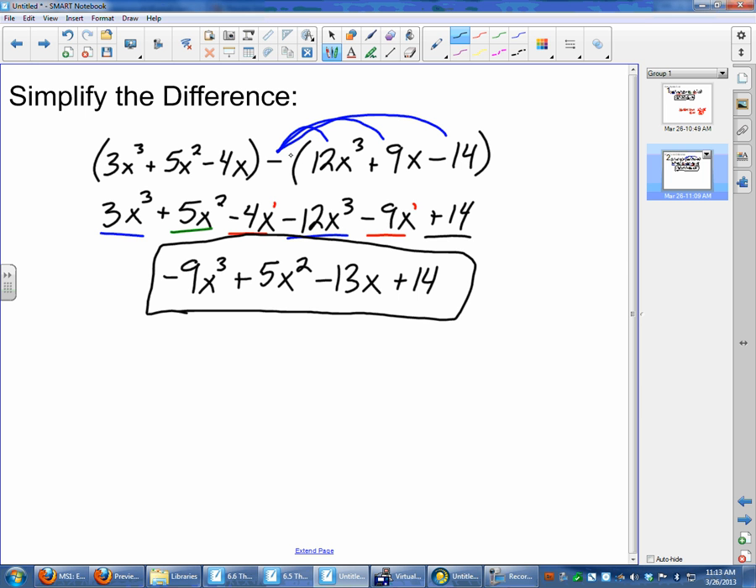Don't forget to distribute the negative, and then just combine your like terms. Have your answer in descending order, and everything should be good.